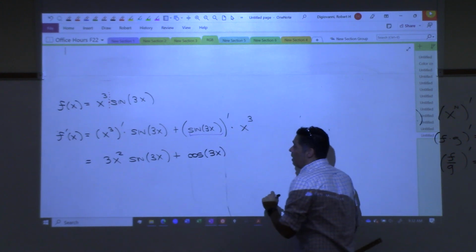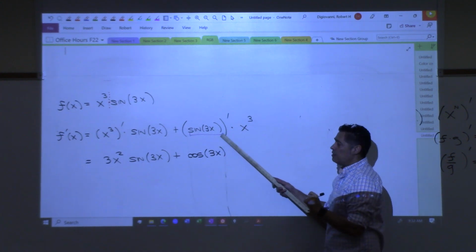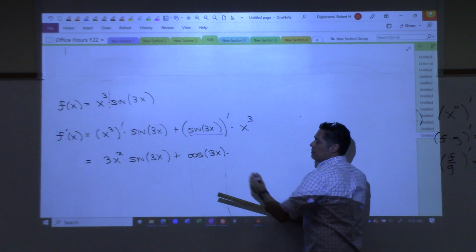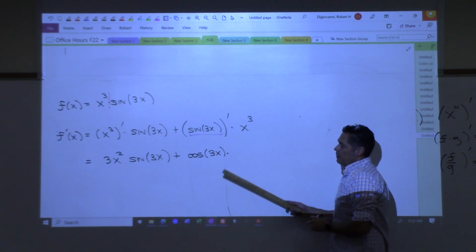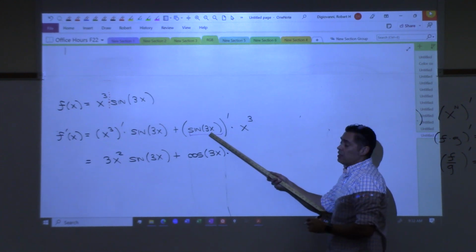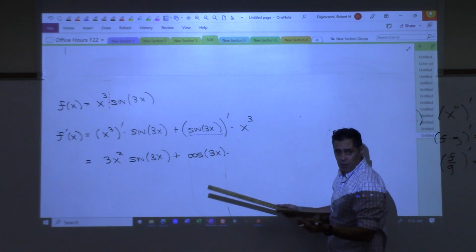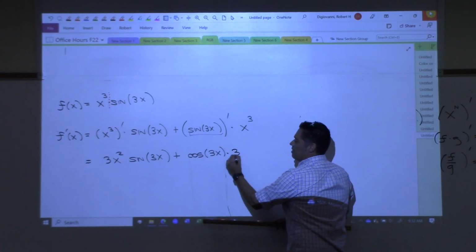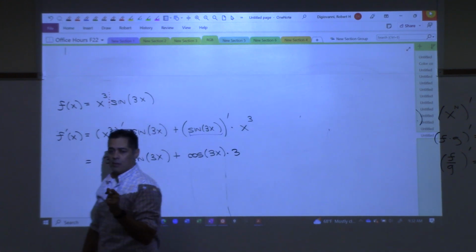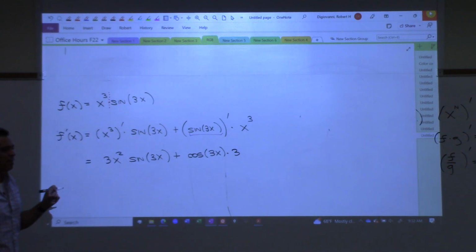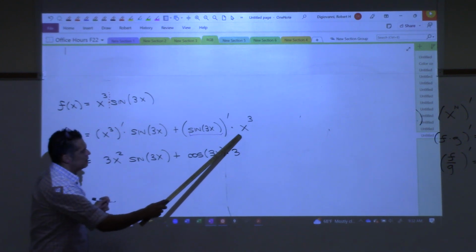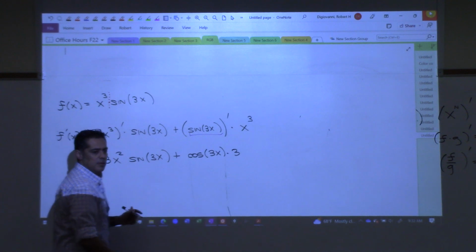And you're not done though, right? You're not done with this derivative. You still need to multiply this by what? 3. The derivative of 3x, which is your 3. See, that's your chain rule. And then we're not quite done, because what do we still have out here? X cubed.